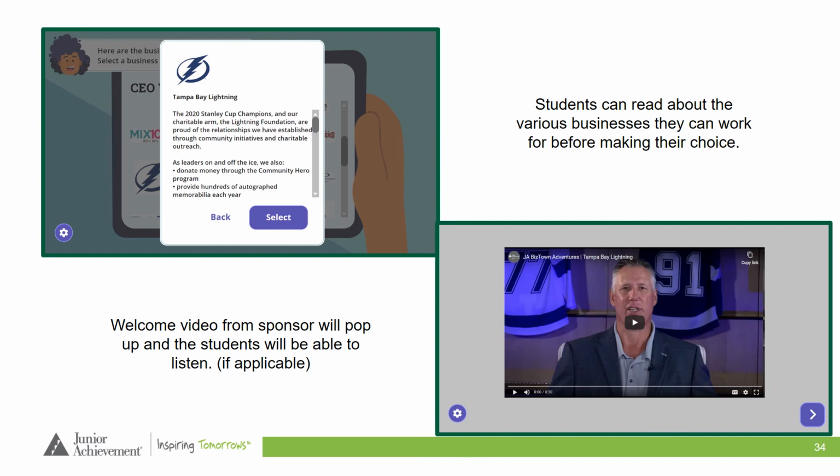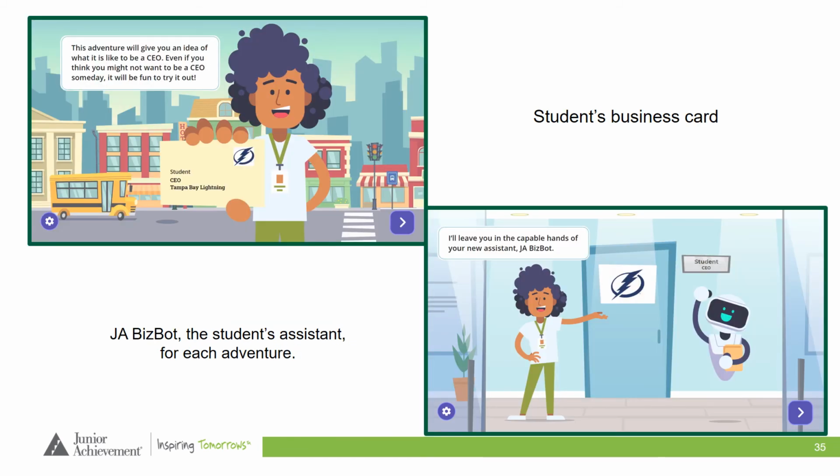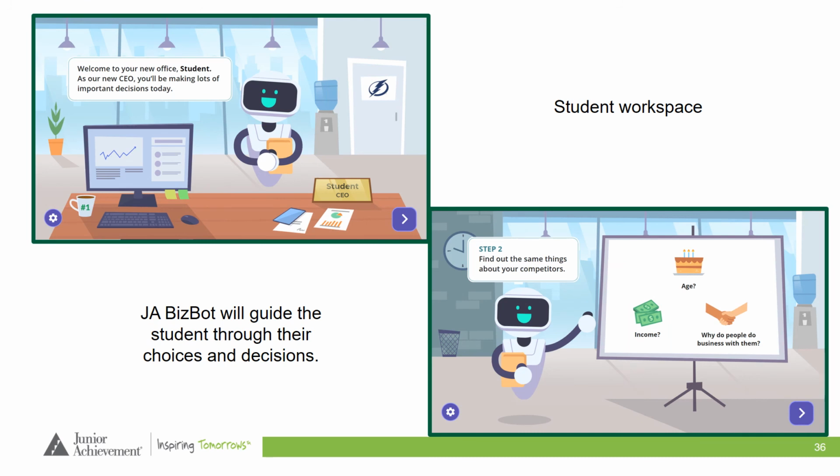After selecting a business to work for, a video will pop up from the sponsor that welcomes the students to their new position. Students will see their name on their new business card reflecting their decision. Then they'll be introduced to their assistant, JA BizBot, for each adventure. The assistant will show the students their workspace as well as guide them through various choices and decisions they're going to be making.